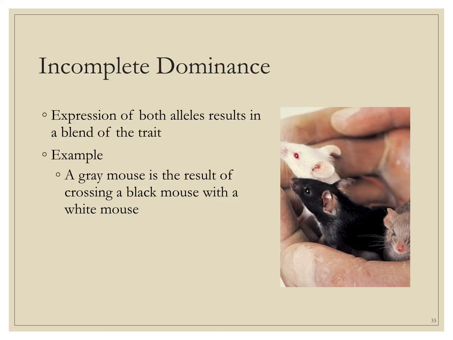Incomplete dominance is when neither is completely dominant, but those traits result in a blending of the traits. And the example here is going to be a gray mouse. So that color would be a result of a white mouse and a black mouse mating and having offspring that were gray.